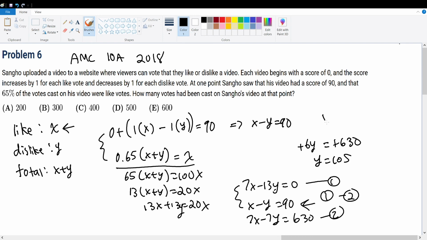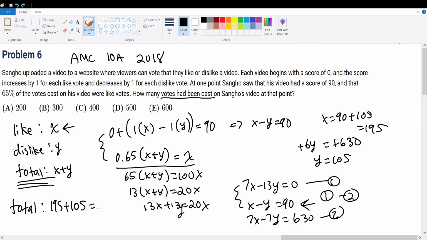Hence, X will be equal to 90 plus 105, which is 195. Now, we're trying to find how many votes had been cast, which is the total number of votes. That will be our solution. Now that we know X and Y, the total will be 195 plus 105, which gives us 300. So the solution will be answer choice B.